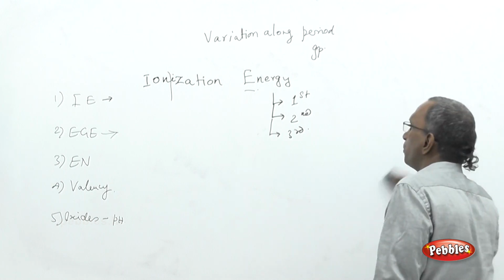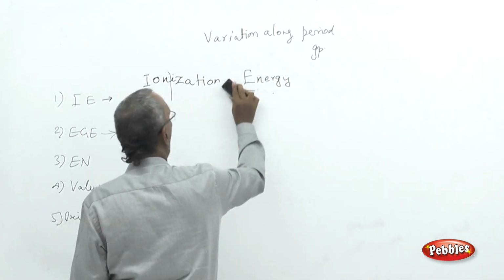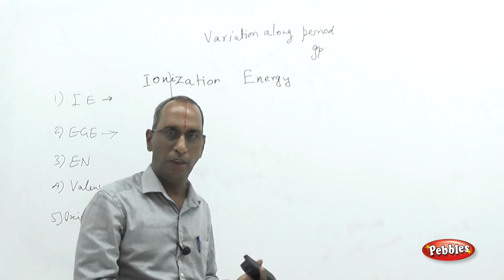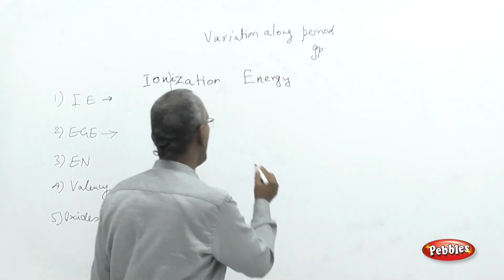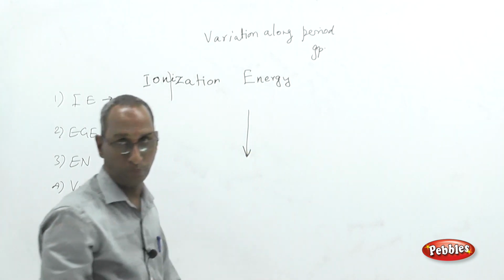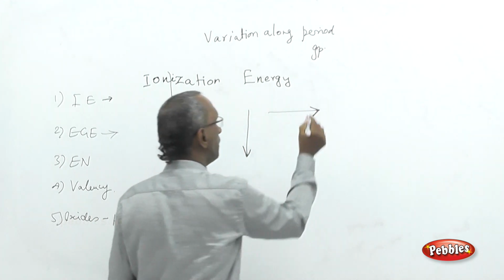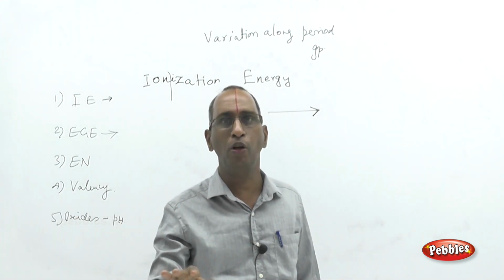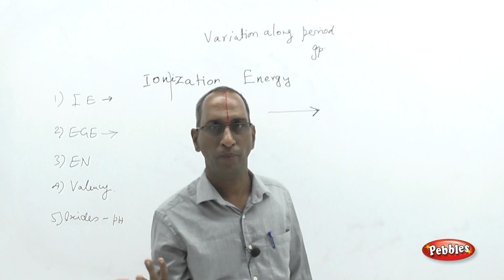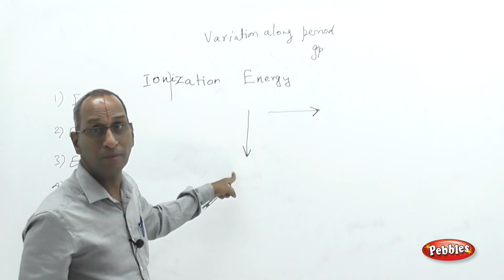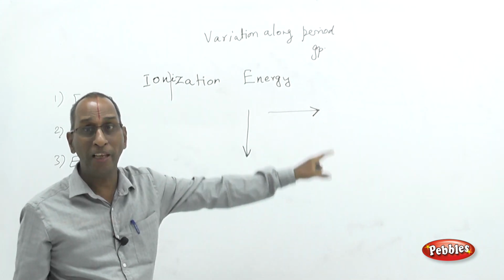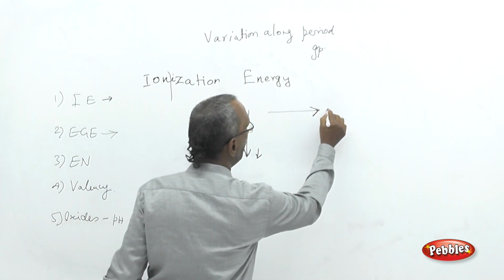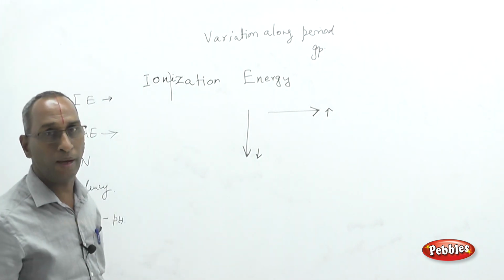So there are 3 types of ionization energy. Next, what is the variation of ionization energy along the period as well as group? It is similar to atomic radius, in that along a period or group there will be one trend, increasing or decreasing. Size increases along the group and decreases along the period. But ionization energy decreases along the group and increases along the period. You will see why it is so.